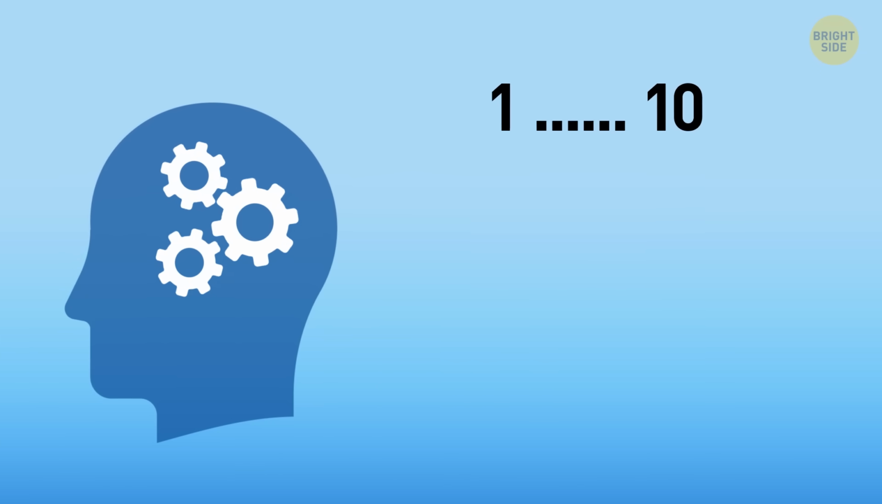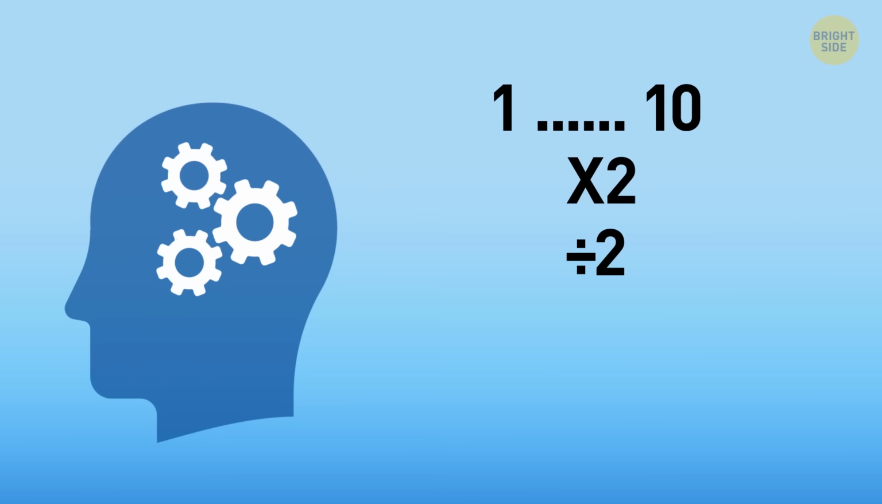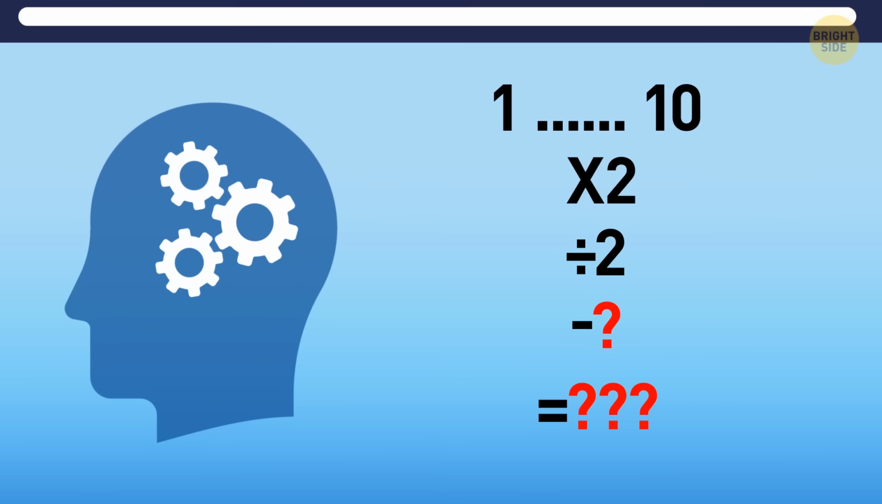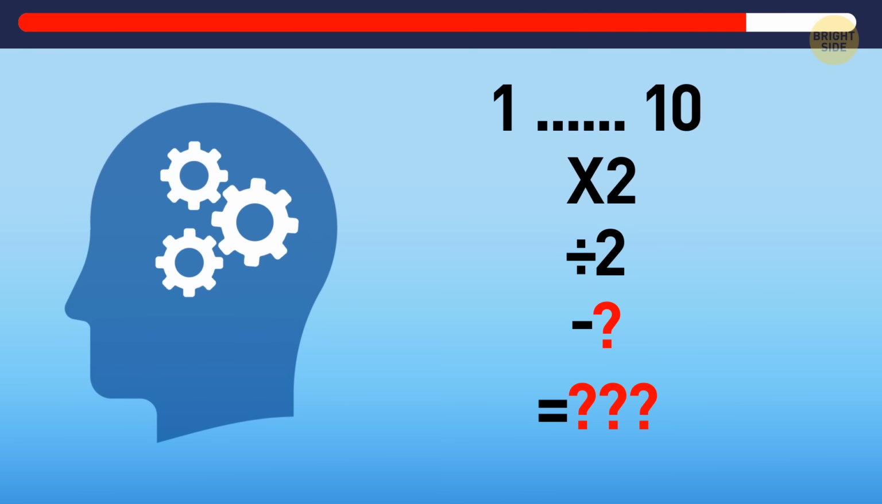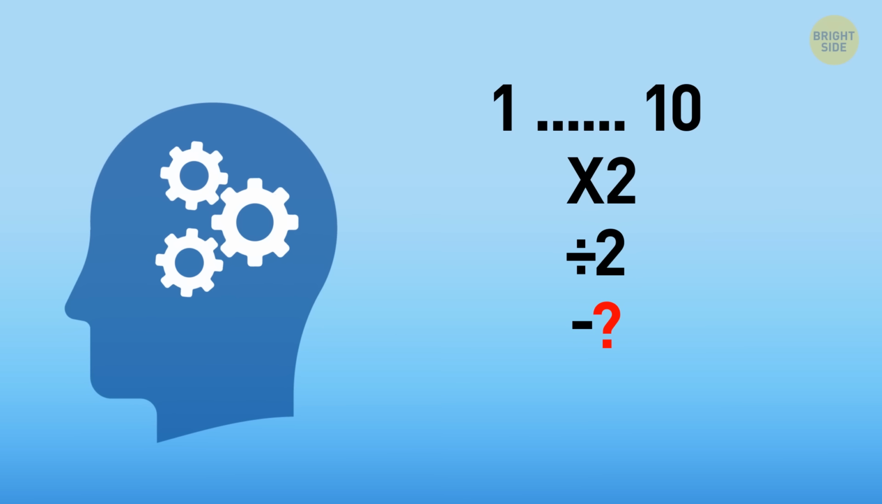Pick a number from 1 to 10. Now, multiply it by 2. Add 6 to it. Divide it by 2. Now, subtract the number you were thinking of in the beginning. Let me do my magic. And I think the number you have is 3.